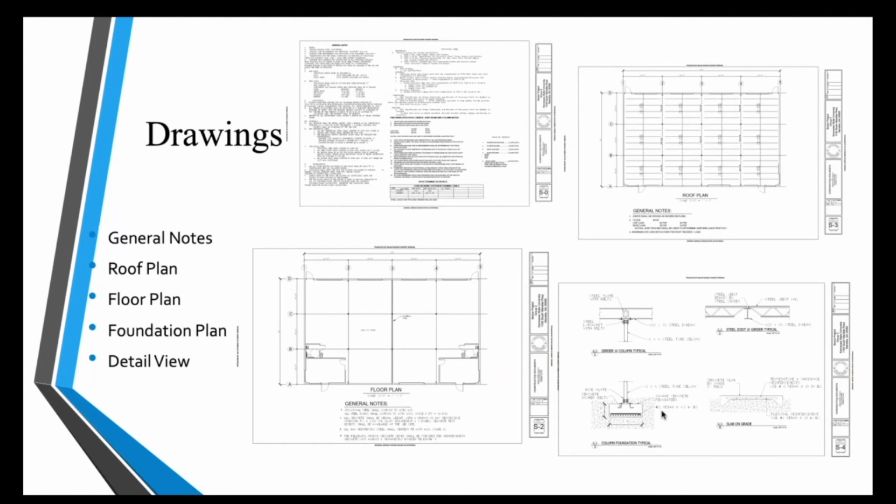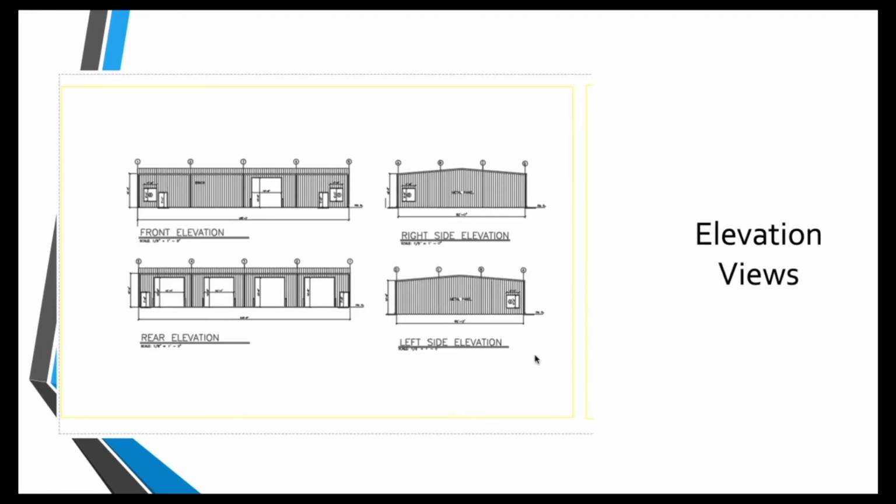For the drawings, we used AutoCAD, and the drawings are from a professional architect, and we designed the structural components to the building. The drawings consist of a roof plan, floor plan, foundation plan, and also a detailed view of each of the components from each of the certain pages. And we also have an elevation view. This was given by the architect to show the general design of the building, and it gives the front elevation, rear elevations, and the sides.